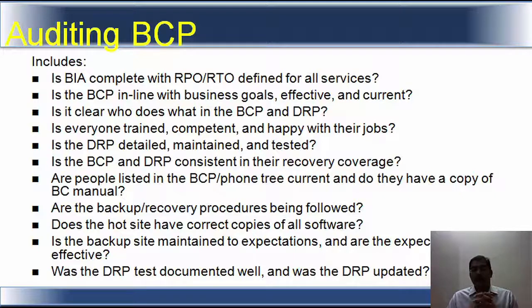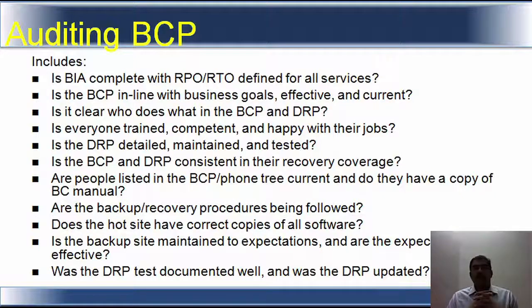Does the hot site have current copies of all software? So, here it should be software and documentation. So, whether the hot site has the correct copies of all software and the documentation. Is the backup site maintained to expectations, and are the expectations effective? Now, it should not be a dump. So, the backup facilities also should have similar infrastructure as in the main processing facility. And are the expectations effective? That means, can they really recover in case a disaster occurs?